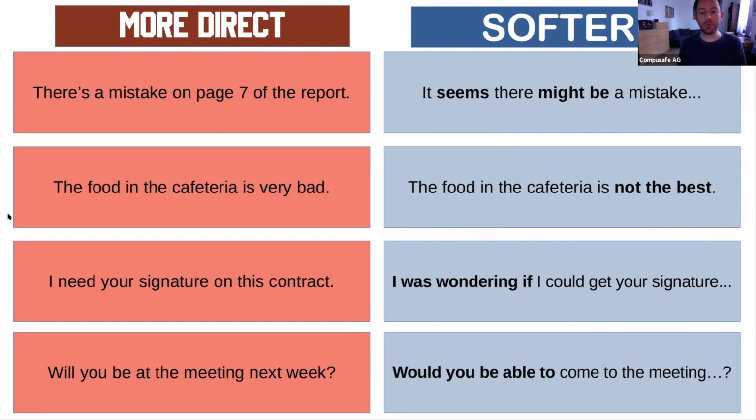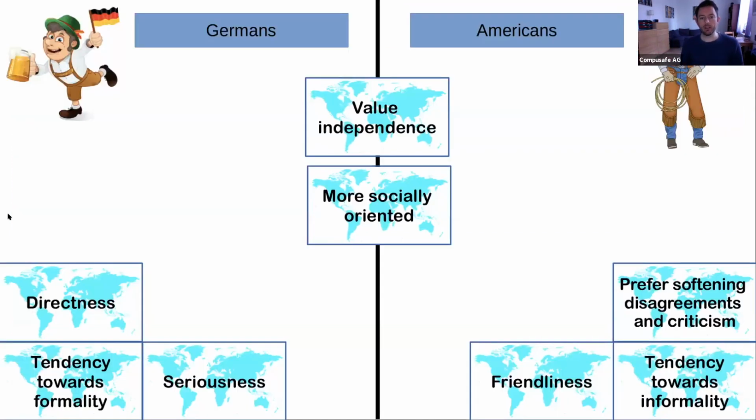So to make it softer, it would be, would you be able to? Right? So this is would, and then be able to is the other way to say can. I could say, could you come to the meeting? But would you be able to come is even softer. That's even nicer. So these are just some strategies that you can use to soften your language a little bit when you speak in English, or to make it more direct if you need to be more direct. So there you go.